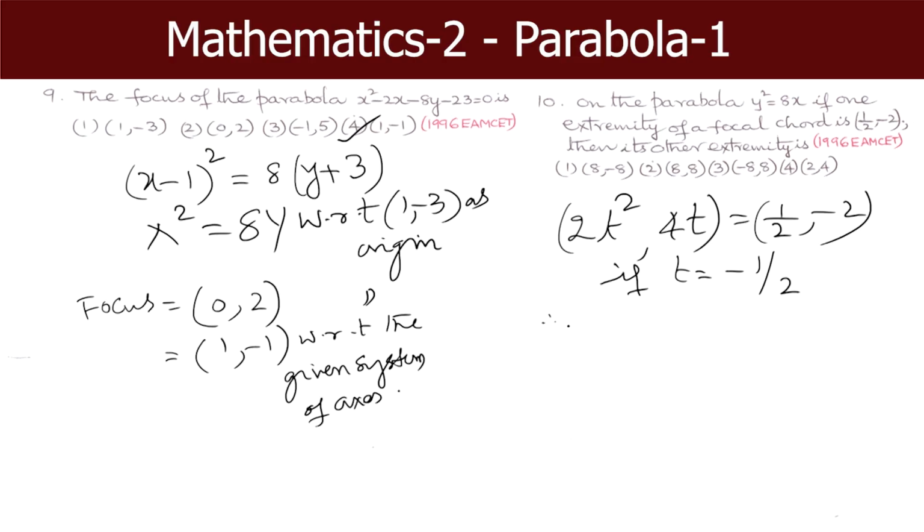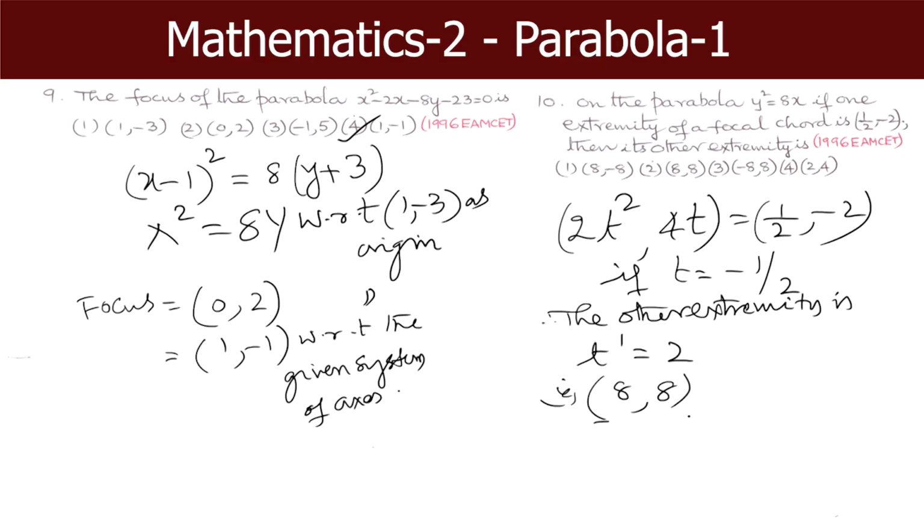Therefore, the other extremity is T dash equal to 2, because 2 into minus half is minus 1. That is AT square, 2T square, that is 8. 2AT is also 8. 8 is the other extremity, which is the second option.